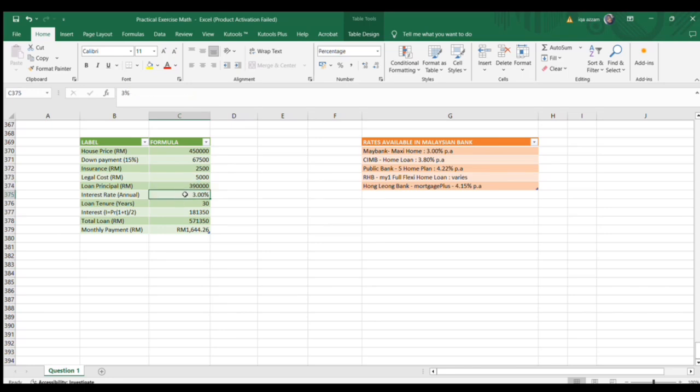For interest rate, I put 3.00%, and the loan tenure I put 30 years. For interest, I use this formula in Excel, and then I will get 118,350 ringgit. For total loan, I take the loan principal and plus it with interest, which will get me 571,350 ringgit. And lastly is monthly payment. For monthly payment, I use this formula in Excel, and then I will get 1,644 ringgit 26 cents.